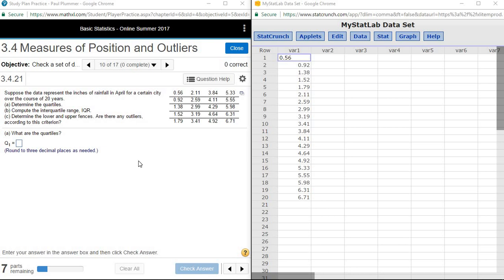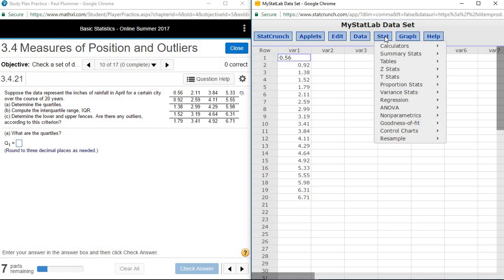In this video, we're going to look at how to calculate quartiles, interquartile range, and the upper and lower fences to identify whether the data set has outliers. I have already opened our data set here into StatCrunch, and so I'm ready to do the calculations.